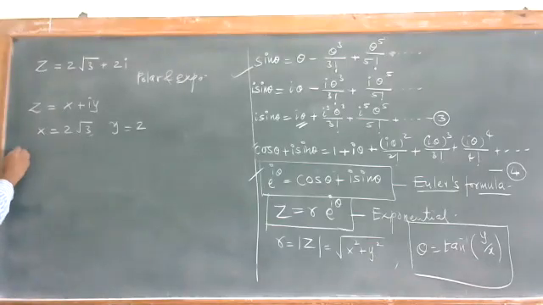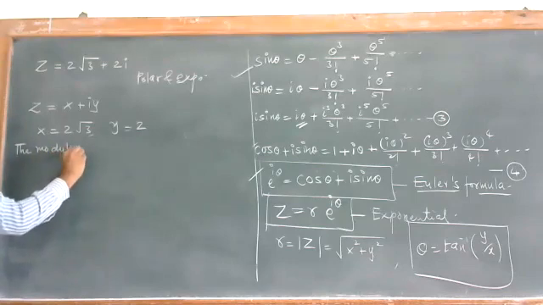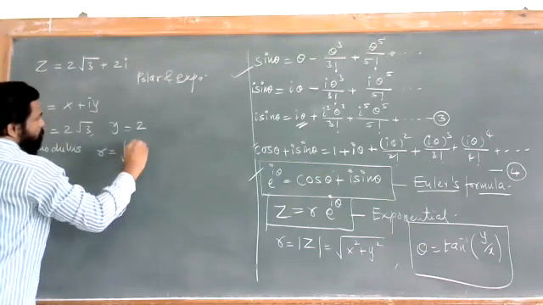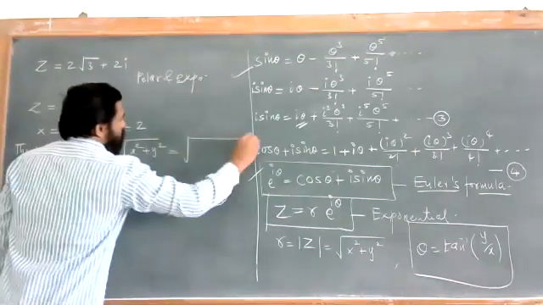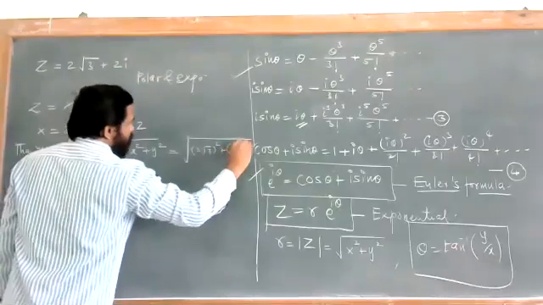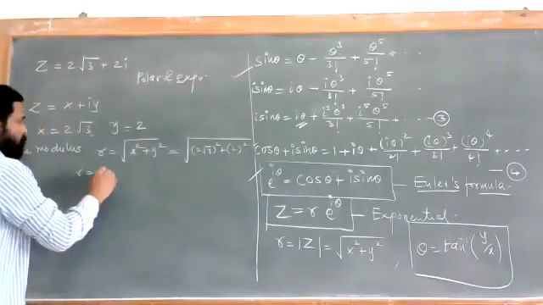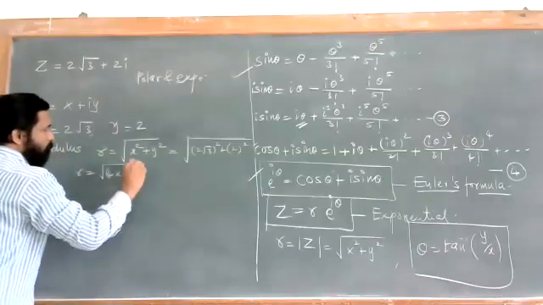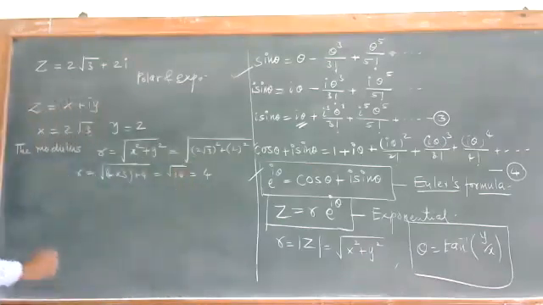We have the modulus. So that modulus r is equal to square root of x square plus y square, and that value is 2 root 3 bracket square plus 2 bracket square, and so this value of r comes out to be 4 into 3, plus this 4. So that is 12 plus 4, that is nothing but 16, and that is nothing but 4. So that is the value of r.